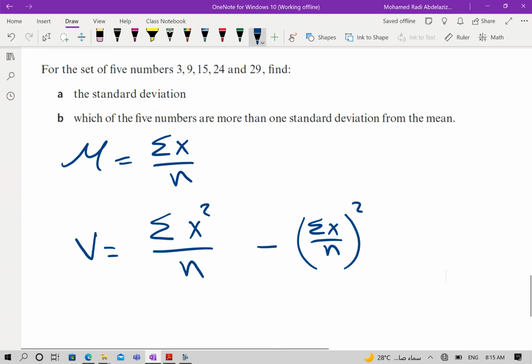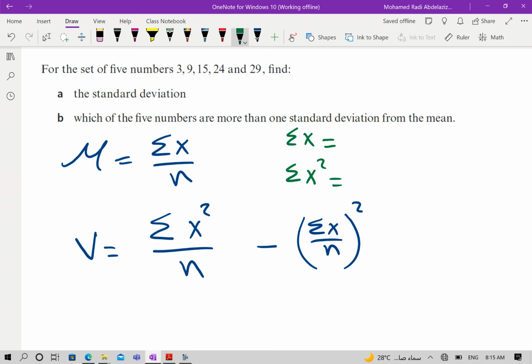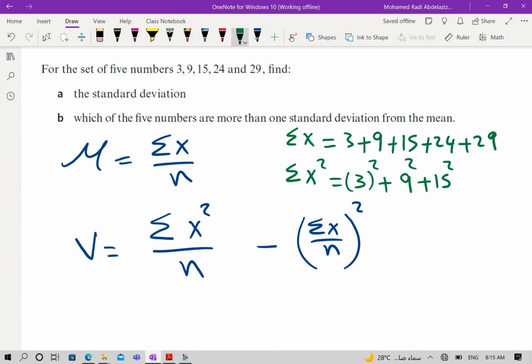Going to calculate it. So I need to get sum of x and sum of x squared. Sum of x: 3 plus 9 plus 15 plus 24 plus 29. Sum of x squared: 3 squared plus 9 squared plus 15 squared plus 24 squared plus 29 squared. Yalla, please give me the values of each.